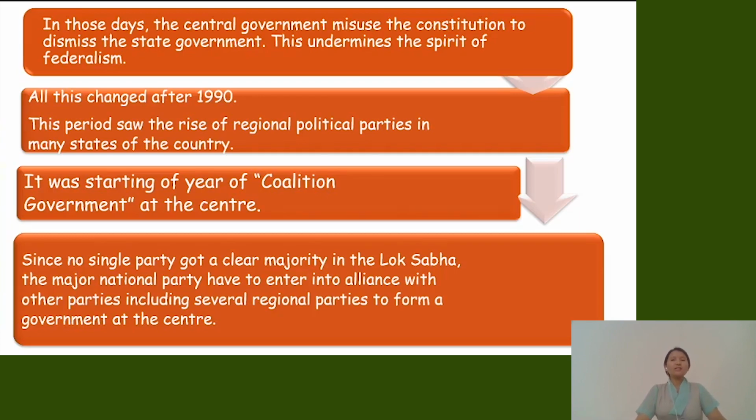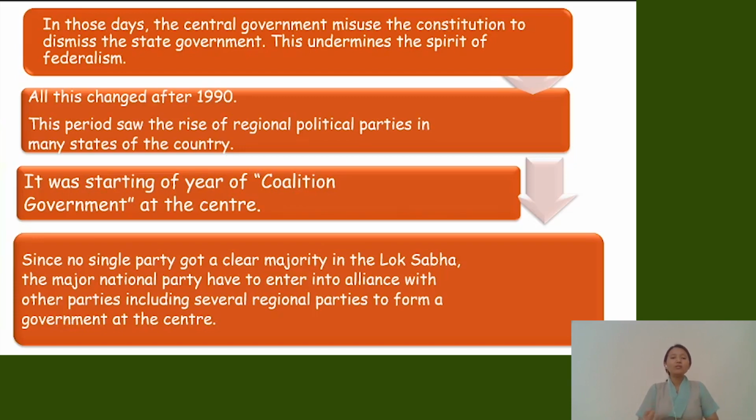Because of that, since many parties participate in the election, it has become impossible for one party to gain a majority vote. So in order to run the government, parties started forming groups in order to form a majority. This started the era of coalition government at the center. This is called coalition government. Coalition government means a grouping of two or more political parties. They come together so that they can gain the majority vote. Once they gain the majority vote, they can form a government.